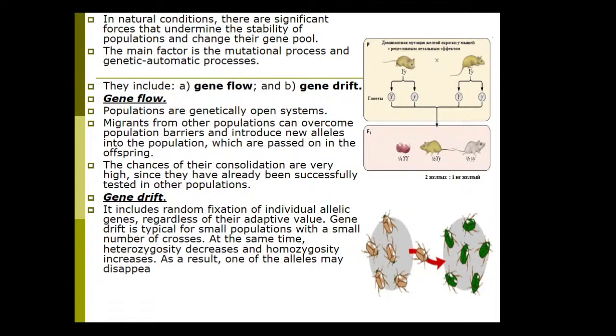What does gene drift mean? It includes random fixation of individual allelic genes regardless of their adaptive value. Gene drift is typical for small populations with a small number of crosses. At the same time, heterozygosity decreases and homozygosity increases. As a result, one of the alleles may disappear.